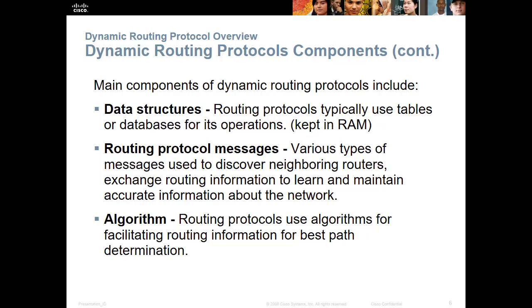So lastly, in order for all of this to work, we mentioned that our routers can see the destination networks. Then they can find the best path to reach a destination network. Well, how do they find the best path? They're going to have to do some calculations. So every routing protocol has what's called an algorithm.